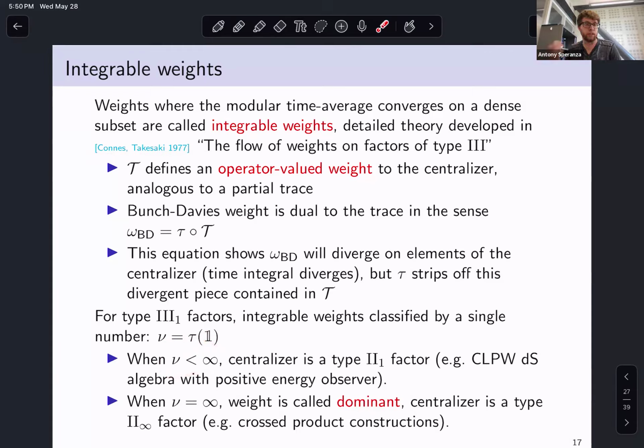So an example of this was this positive energy observer of the CLPW paper. And when it's equal to infinity, you call it dominant. It's a type 2 infinity factor, meaning there's no maximal entropy state. And this is the kind of thing that showed up in the cross product construction. So this observer construction before you did the positive energy projection.